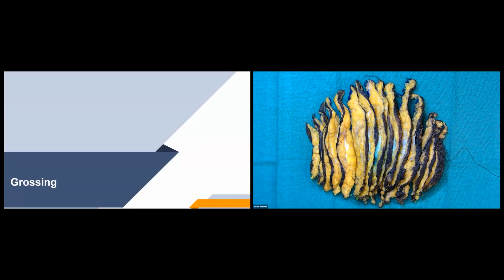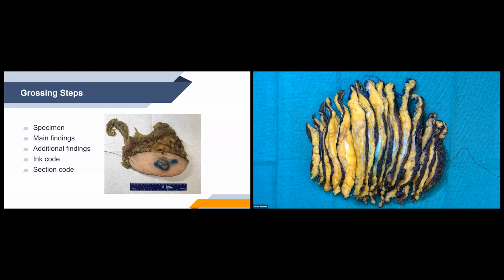So now that we've gone through all the basic background information and all the steps prior to grossing, we're actually going to go through the specific steps for grossing these specimens. Our steps include identifying what the specimen is, talking about the main findings, additional findings, ink code, and section code.